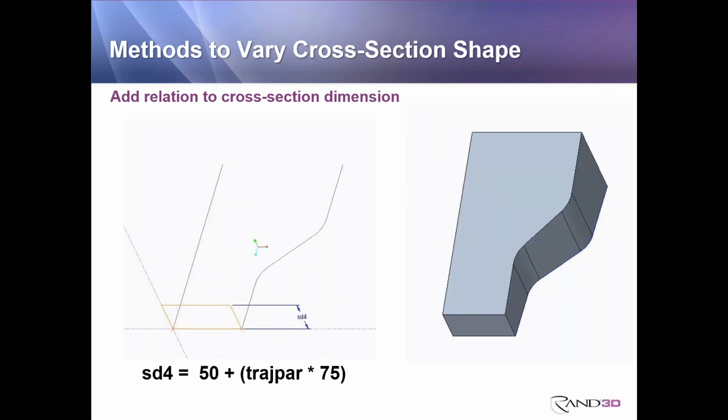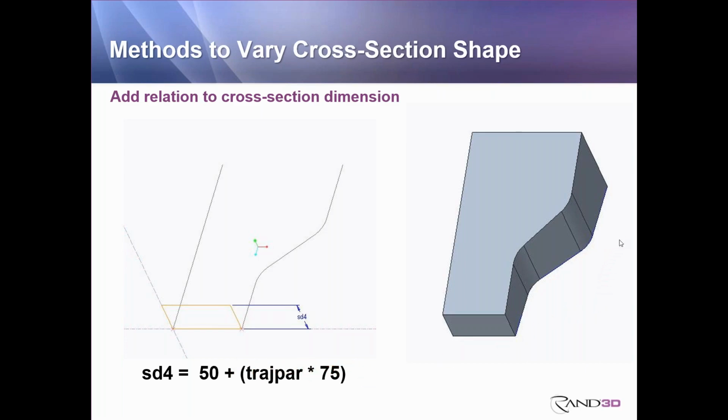So now they're coming back and adding a relationship. When you go to add this relationship, you will be inside the sketcher, and they're just finding out the name of this one dimension for the height, and that happens to be SD4 right here. They're just saying that dimension is equal to 50, because that's what they want this dimension to start at. And then they're saying plus trajpar times 75.